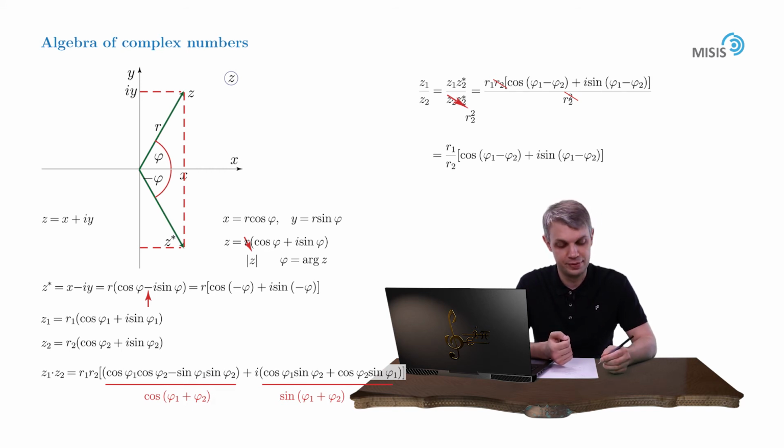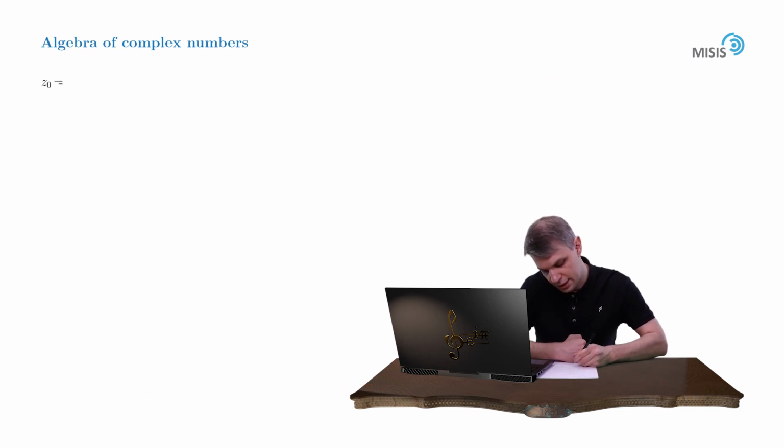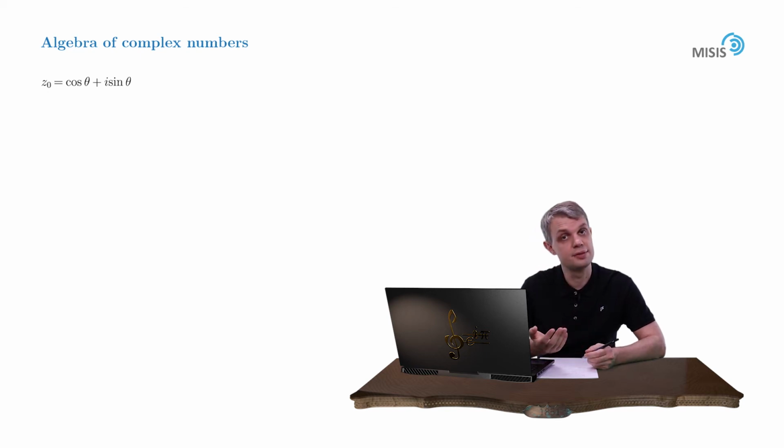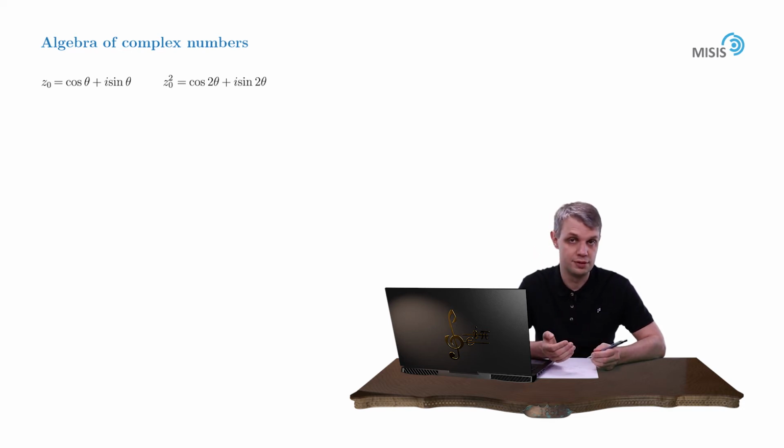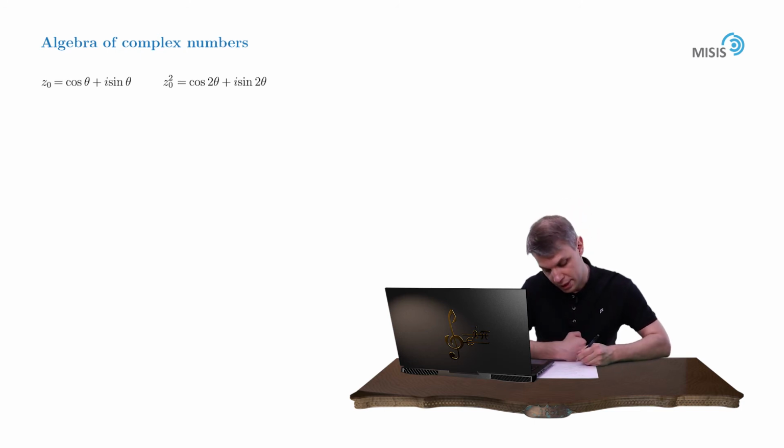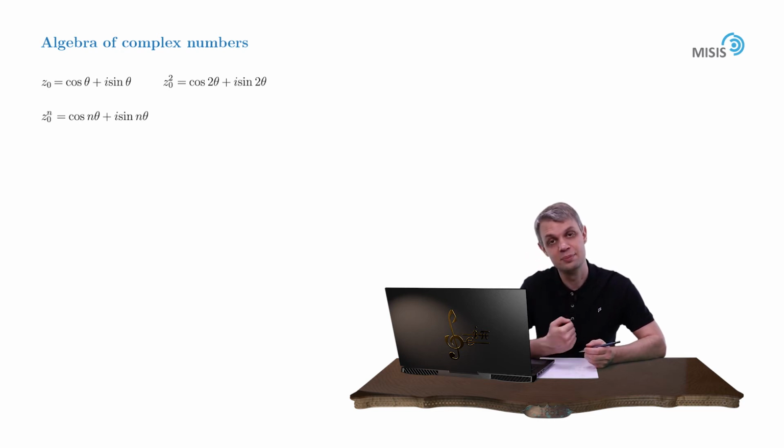And now let's practice a little bit. For example, we have a complex number with unit modulus, z0 equals cosine theta plus i sine theta. Let's raise it to the second power. z0 squared will be equal to cosine of 2 theta plus i sine of 2 theta. Obviously, the modulus of the new complex number will again be equal to 1. And from this, we can easily conclude that once we raise z0 to the nth power, we'll obtain cosine n theta plus i sine n theta. And this is the celebrated de Moivre identity.